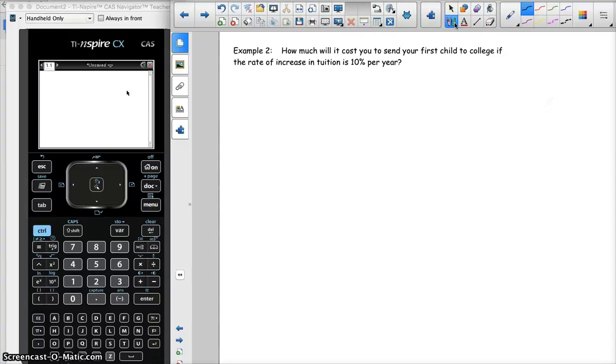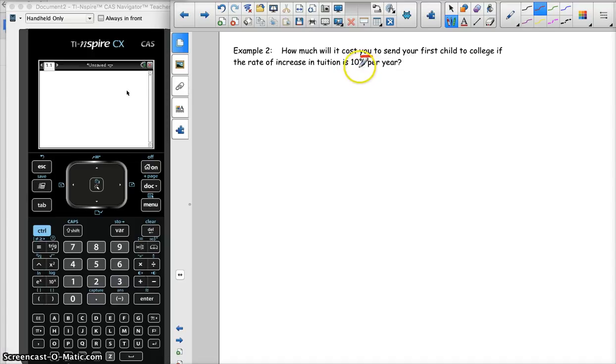We are still in section 3.5. We're working with models of logarithmic and exponential functions, and we are taking a look at example number 2. Example number 2 says, how much will it cost you to send your first child to college if the rate of increase in tuition is 10% per year?